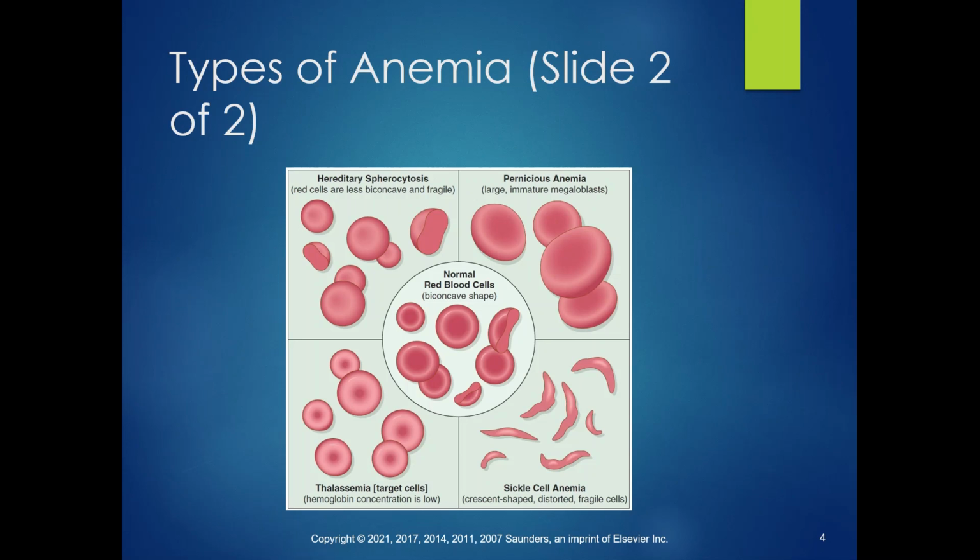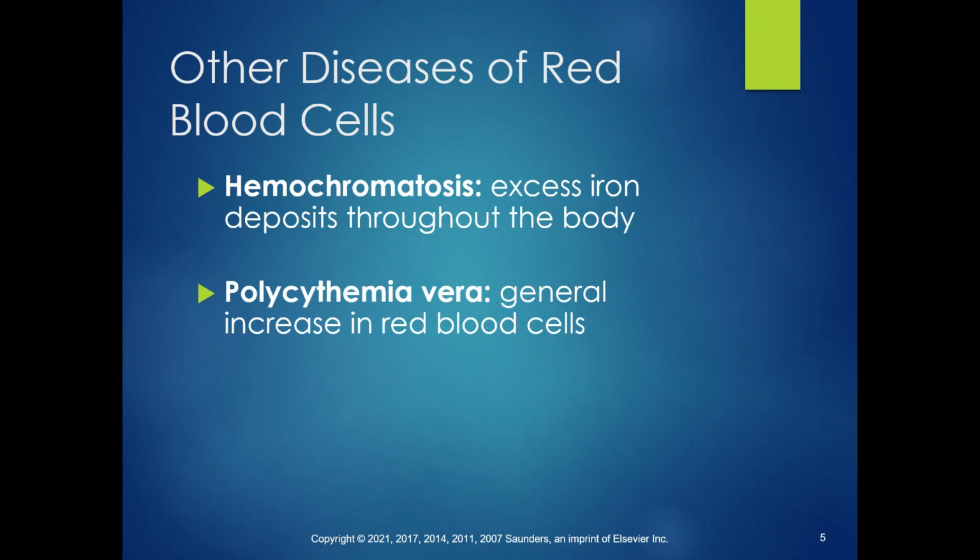Bottom left now, thalassemia. Thalassemia is just a low hemoglobin concentration. And this is the one that results in hypochromia. You'll notice just by color, comparing to the cells in the middle, the normal cells, these are less red, more pinkish. Other diseases to be familiar with, at least by name, hemochromatosis is excess iron deposits in the body. Polycythemia vera is a general increase in red blood cells.